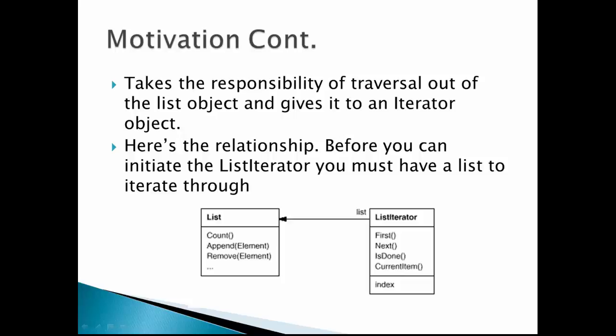So here's the relationship right here. What's gonna happen is you're gonna make a list, and the list can count, and you can add to it, and you can remove elements from it. And then you're gonna make a list iterator, and that will hold the first position as well as iterating through it with the next. It'll tell you when you're at the end of this list and what you're currently on.